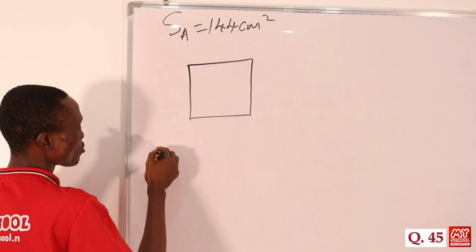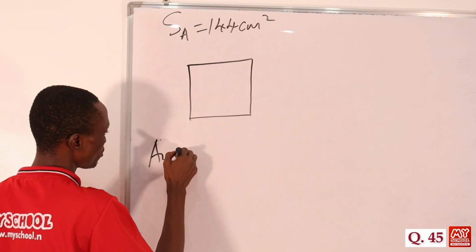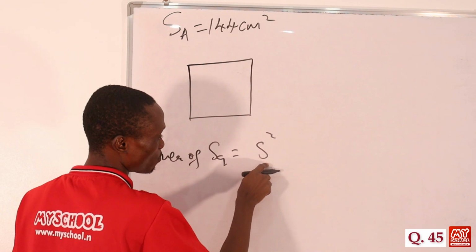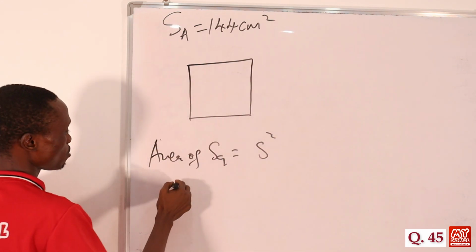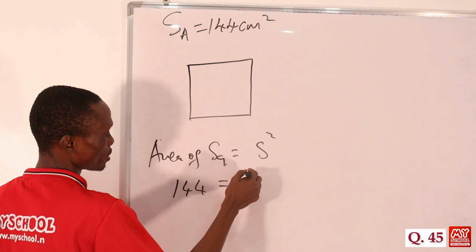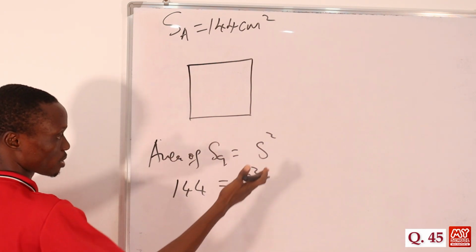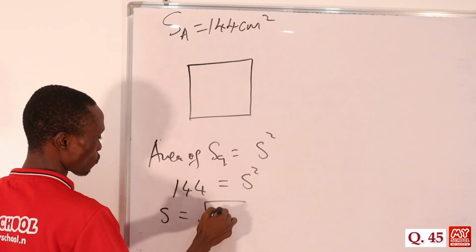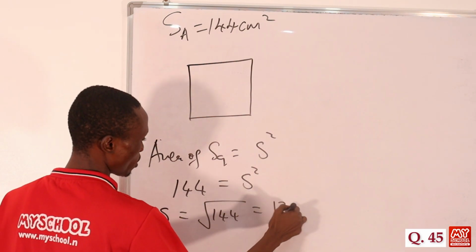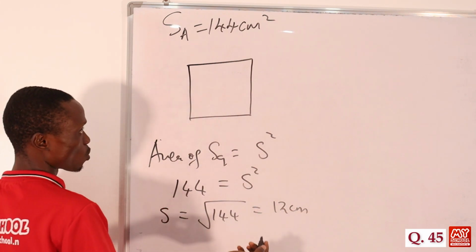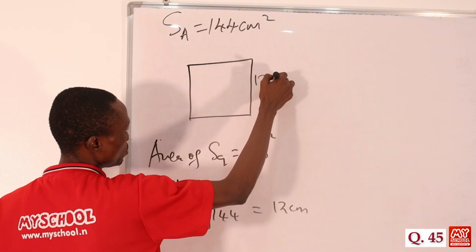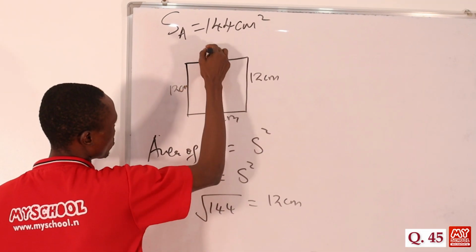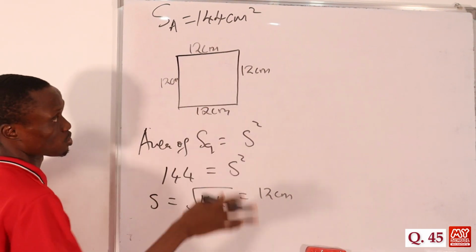Now remember that the area of a square is equal to S squared, where S represents the size of the side. So if the area is 144, then we can easily get the side by taking the square root of both sides. So S is equal to the square root of 144, and that is equal to 12 centimeters, right? So here is 12 centimeters, here is 12 centimeters, here is 12 centimeters, and here is also 12 centimeters. Remember, all the sides of a square are equal.